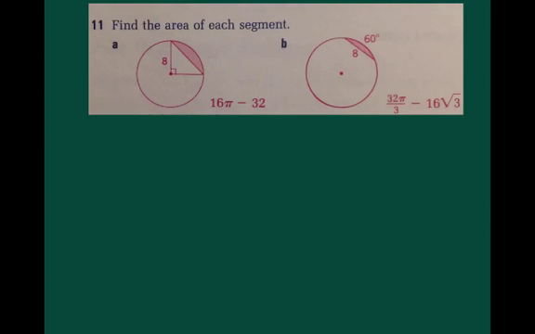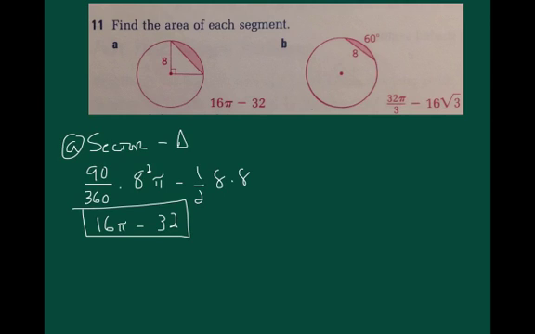Okay, number 11 on page 540 asks us for the area of each segment. Now a segment, you recall, is a shaded region. It's between a chord and an arc. So in 11a, we're going to find the area of the sector minus the area of the triangle. The area of the sector will be 90 over 360 times 8 squared pi, minus the triangle, which is a right triangle, so that's just going to be 1/2 leg times leg. That gives us a final answer of 16 pi minus 32.